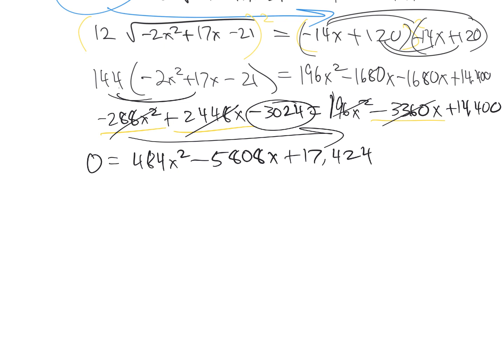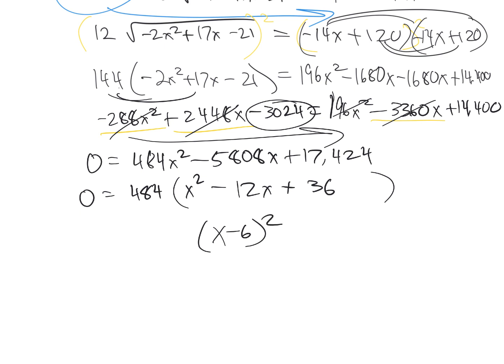Let's just see if we can factor out a 484, because that's a big number. Let's just see if it works. Well, obviously it works on the first one. 5808 divided by 484 is going to give you 12. And the 17,424 divided by 484 is going to give you 36. And look at that. That factors into x minus 6 squared. And you still have the 484 out here, but that doesn't mean anything at this point. So x equals 6.